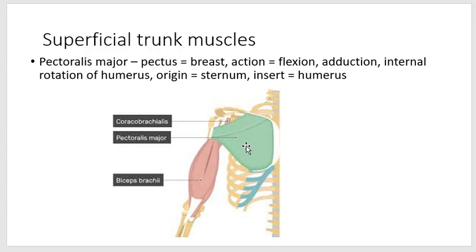It's also important in the rotation of the humerus, so internal rotation, taking that humerus and rotating it towards the body. It has origins over here on the sternum, and then it inserts over here on the humerus. So it can bring that humerus closer to the body.